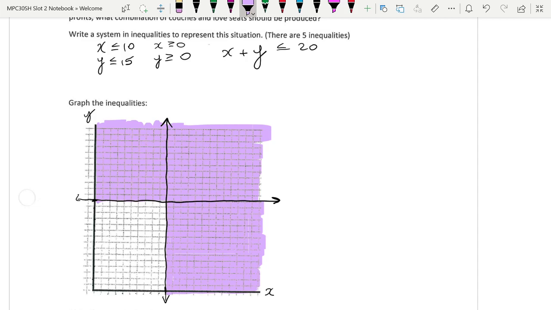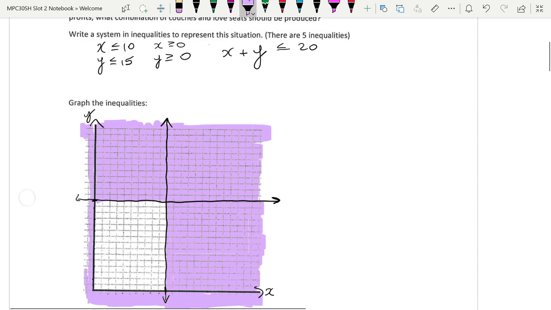Next, greater than 0. I kind of have that already, right? I didn't even graph the parts that are less than 0. I guess I could, just as a token, maybe put a boundary around here. Right? So you can tell that you can't make negative furniture. So there we go. That took care of the greater than zeros and the limits on x and y.